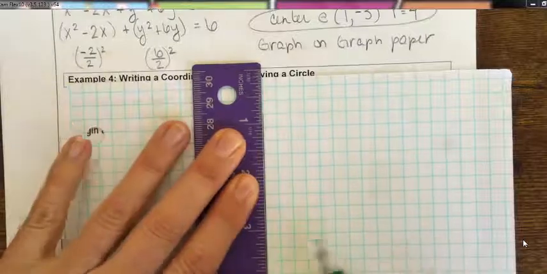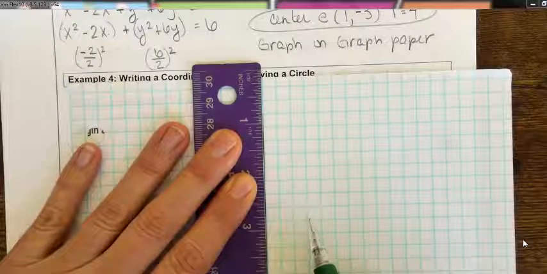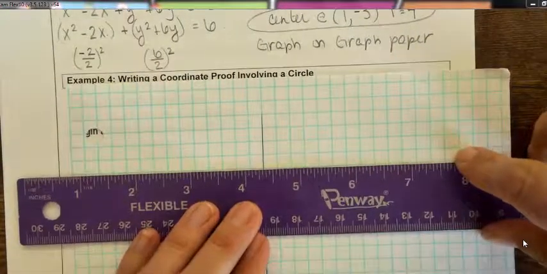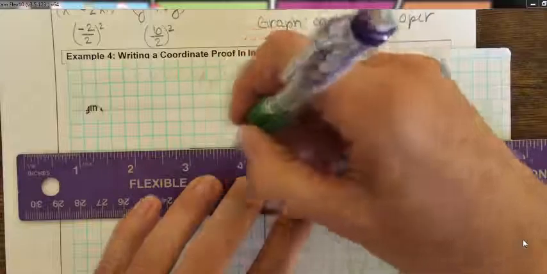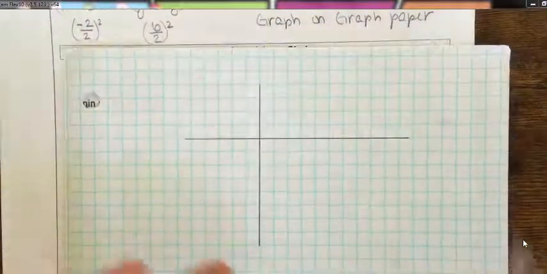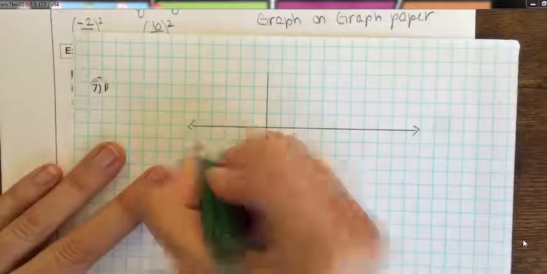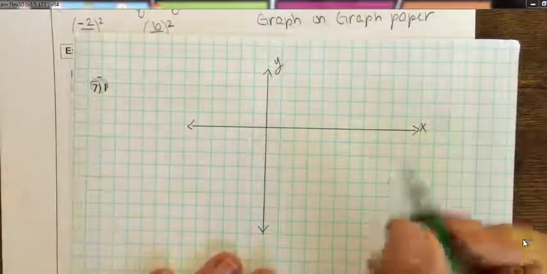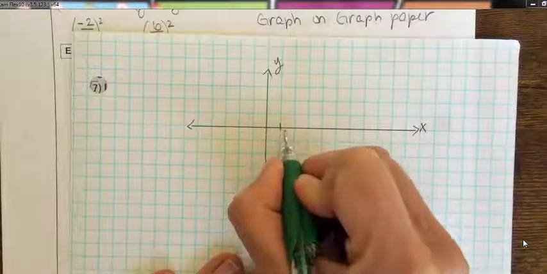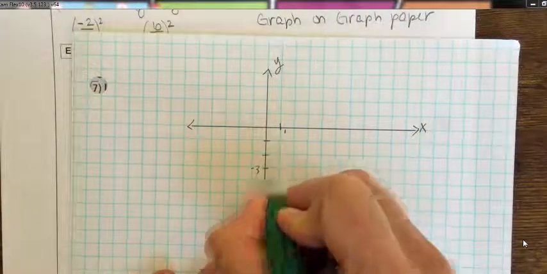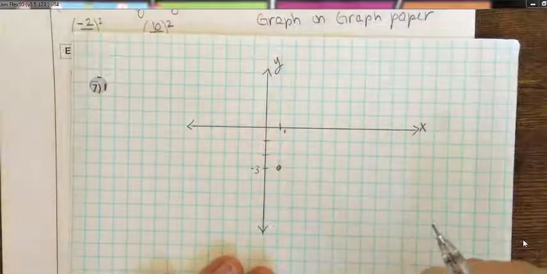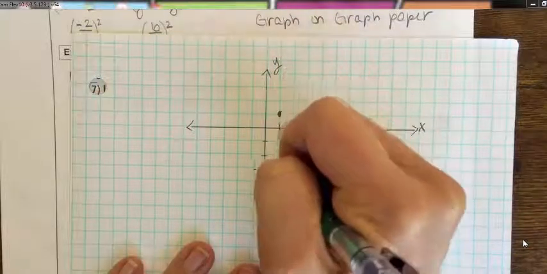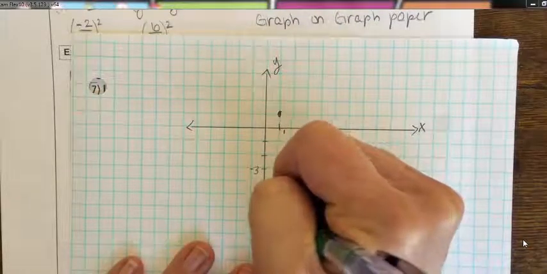So I know my center is going to be at negative 3, and I'm going to have to go at least 4 below that. So I'll give myself some room in the negative y axis. So again, center is at 1, and then 1, 2, 3. And then my radius is 4. So I'm going to go up 1, 2, 3, 4. And down 1, 2, 3, 4.